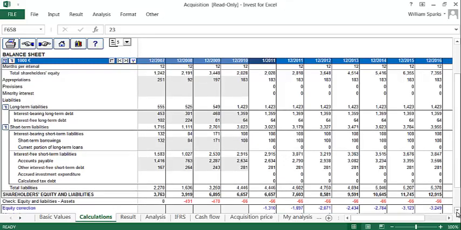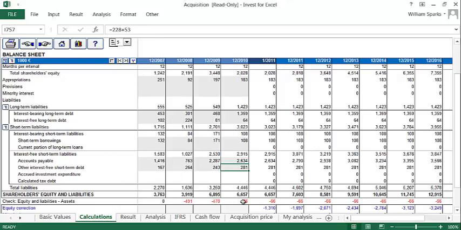Let's say other interest-free short-term debt 281 would probably be summed up from several items in a balance sheet in the financial statements closing of books. This is not as detailed. Like here it's summed up also. Exactly, good example.